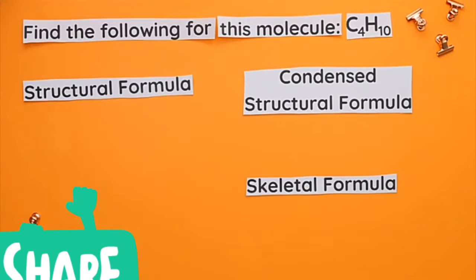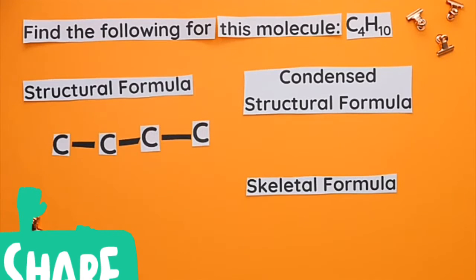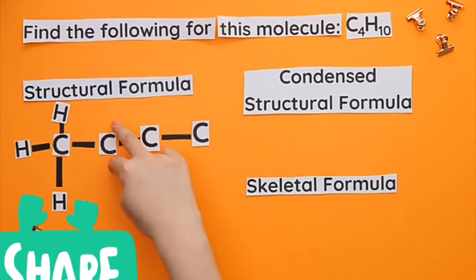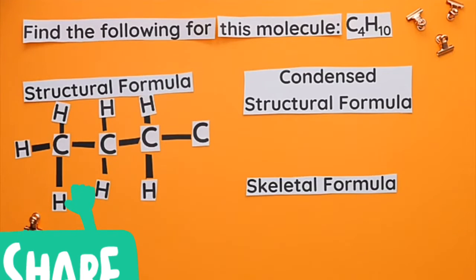Okay, here are the answers. The structural formula consists of 4 carbons and 10 hydrogens. So this first carbon needs 3 hydrogens. Next carbon has 2 bonds, so it needs 2 hydrogens. Same goes for this carbon. And this last carbon has 1 bond, so it needs 3 hydrogens. So this is our structural formula.